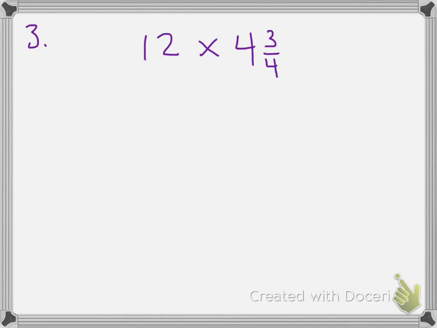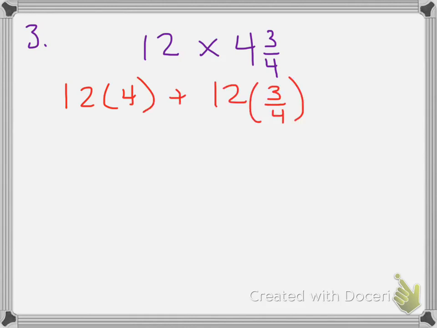I've picked problem 3. Problem 3 says 12 times 4 3/4. And the directions for number 3 say to find each product mentally and then show the steps that you used. So they wanted you to use the distributive property, obviously, because we're working on that. So we do 12 times 4, and we do 12 times 3/4, because we basically just broke the 4 and the 3/4 apart. So when we multiply 12 times 4, we get 48.